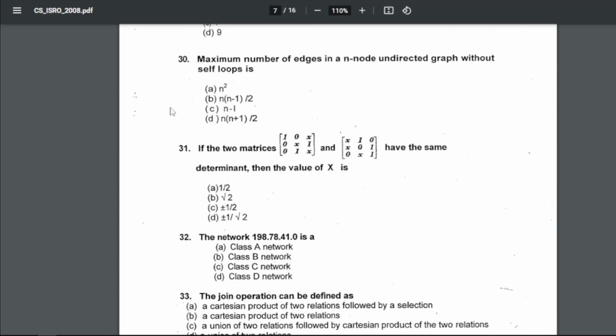Now question number 30 is, the maximum number of edges in an n node undirected graph without self loop is what? It is n into n minus 1 divided by 2, and it is asked many times, right? Just remember this. Basically, a complete graph can have the maximum edges for n nodes, as each node is connected to every other node, right? So for n nodes, the maximum will be n into n minus 1 divided by 2.